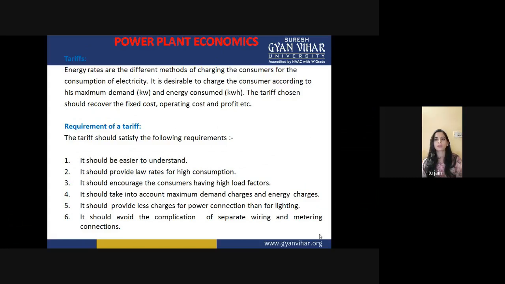So, requirements of a tariff. The tariff should satisfy the following requirements. It should be easy to understand. It should provide low rates for high consumption. It should encourage the consumers having high load factors. It should take into account maximum demand charges and energy charges. It should provide lower charges for power connection than for lighting. It should avoid the complication of separate wiring and metering connections.